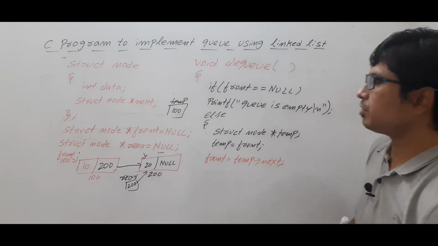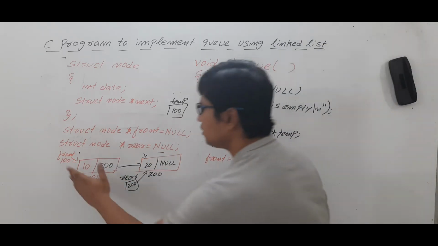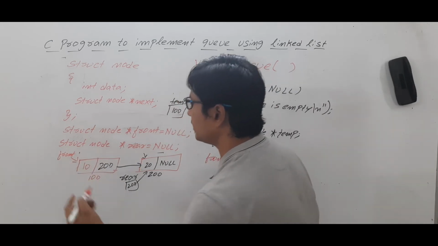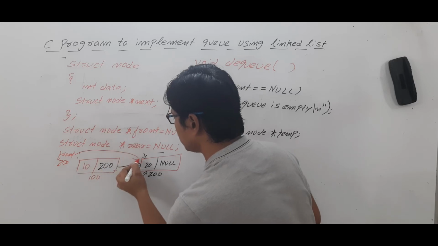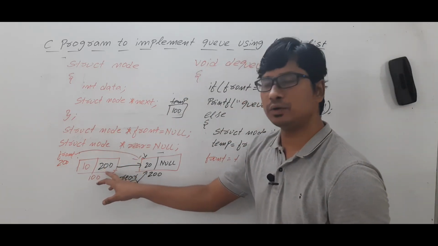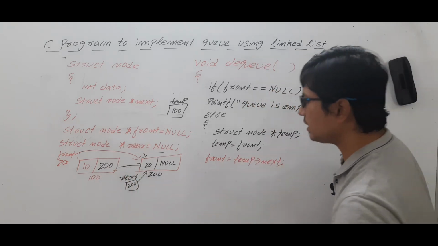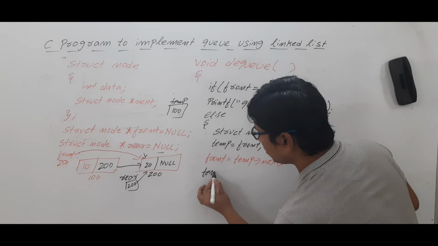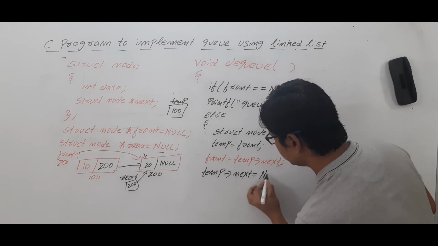Now what is temp of next? Temp is 100. 100 of next is 200. So now front will become 200, which is pointing to the second node or this node. Okay. Now what you have to do? You have to delete this link. How can you delete this link? You can write temp of next is equal to null.